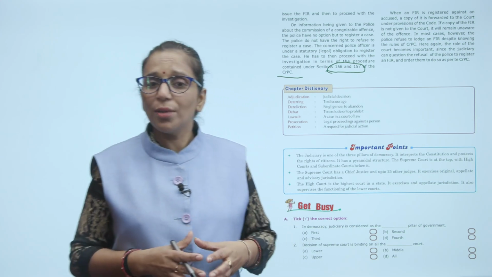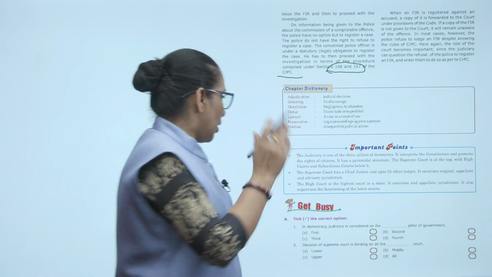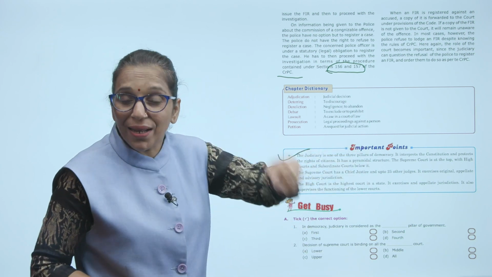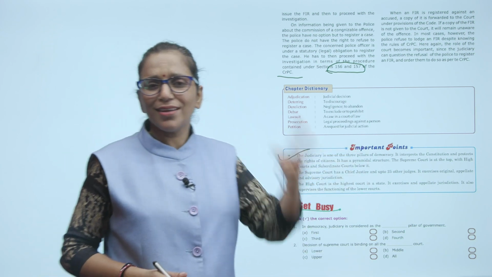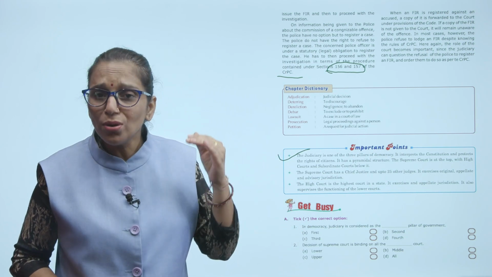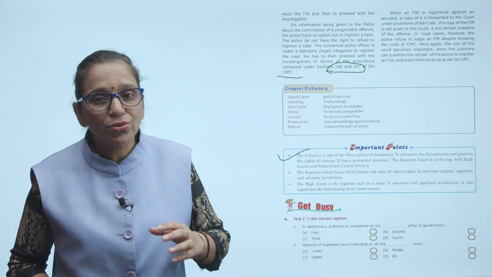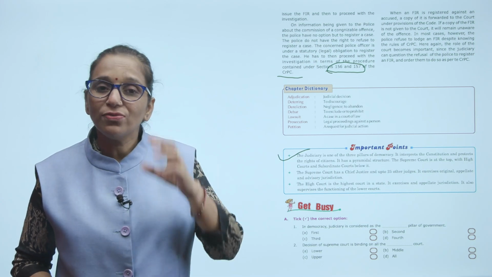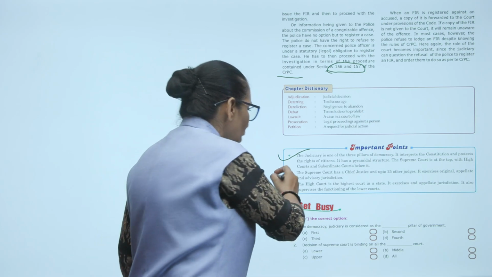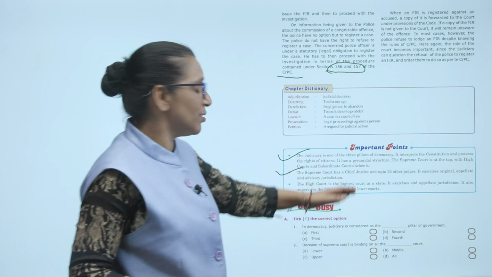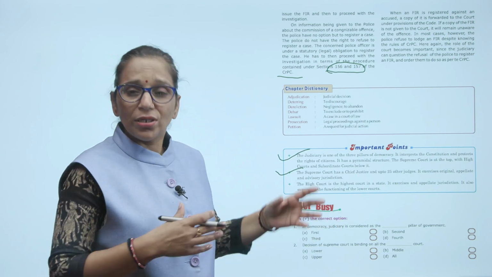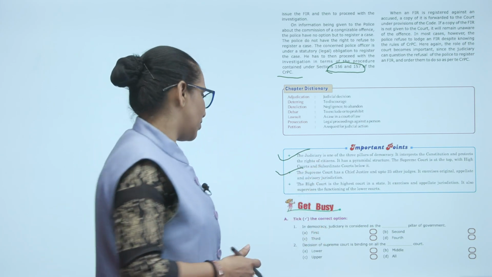Now let's discuss the important points of the chapter. Number 1, we have discussed that the judiciary is one of the 3 pillars of democracy, where we have the 3 organs: legislative, executive and judiciary. The judiciary interprets the constitution and protects the rights of citizens. It has a pyramidal structure. The Supreme Court has the Chief Justice and up to 25 other judges. It exercises original, appellate and advisory jurisdiction.